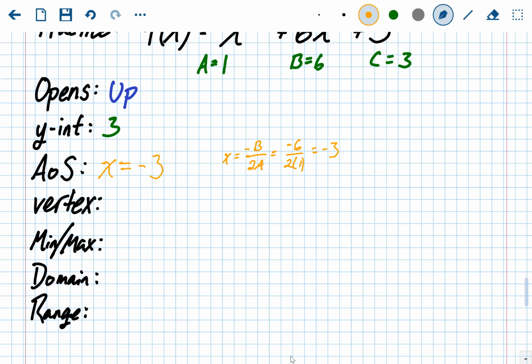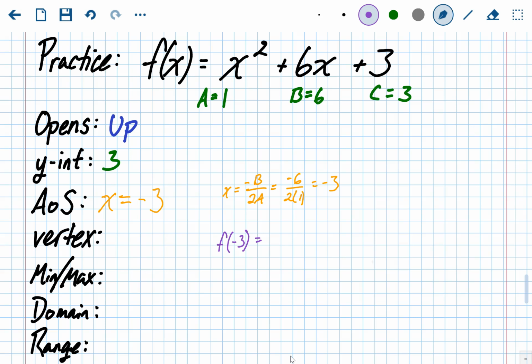The vertex, once you know the axis of symmetry, you just plug it in to find the vertex. So we're going to plug in negative 3 into all those x values. So it would be negative 3 squared plus 6 times negative 3 plus 3. Okay. That's 9 minus 18 plus 3, which is negative 6. So my vertex is the point (-3, -6).